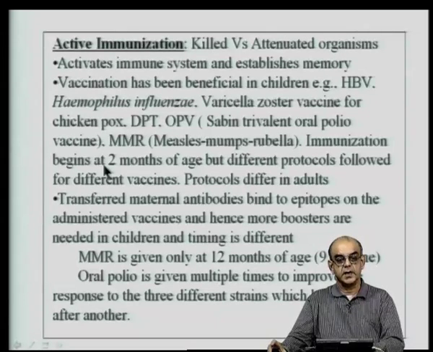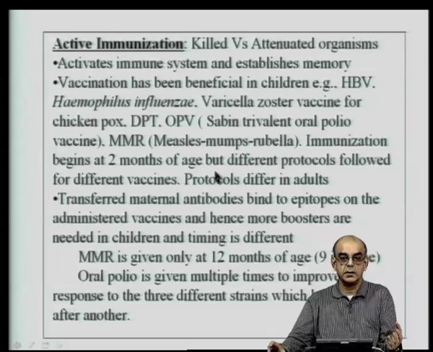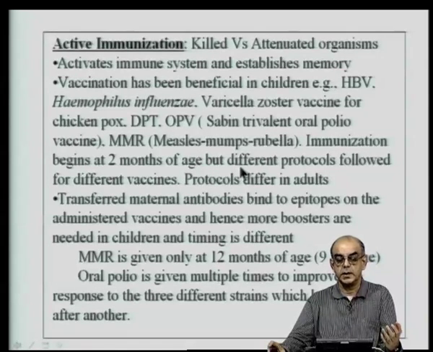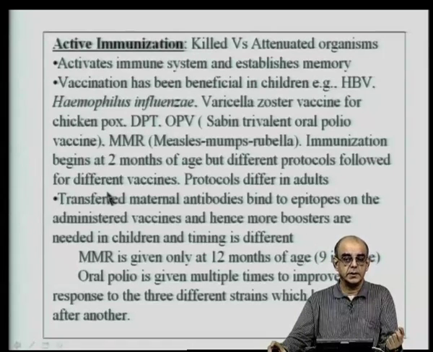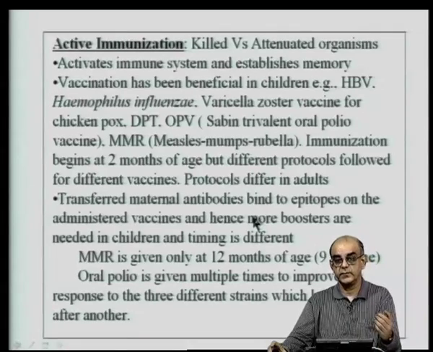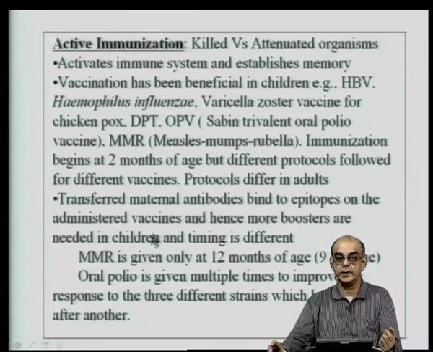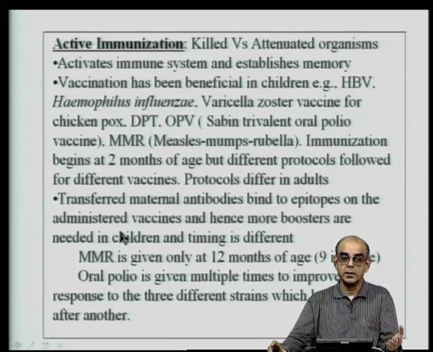This immunization of infants can begin as early as 2 months of age, but in different geographical regions of the world and depending upon the immunity of the population, different protocols need to be followed for different vaccines. And of course, protocols could differ very much in adults compared to infants. Now, the factor that complicates this issue of the time of immunization is the maternal antibodies that are transferred. These antibodies, because they bind to different kinds of pathogens, can bind to the epitopes of the administered vaccine if it is a killed or attenuated bacteria. And therefore, the ability of the killed bacteria to elicit an immune response in the newborn becomes weaker.